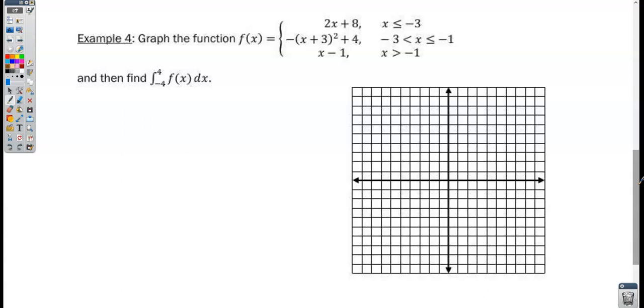Alright, so for x less than or equal to -3, this is 2x plus 8. So got a line going this way. For x greater than -1, this is the line x minus 1. So this line here.